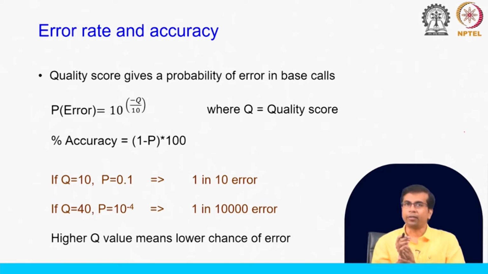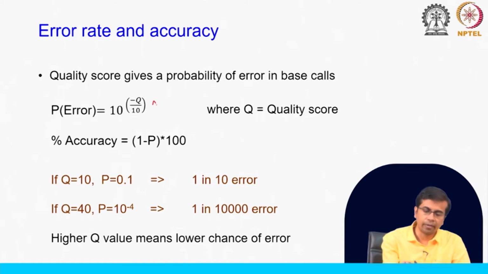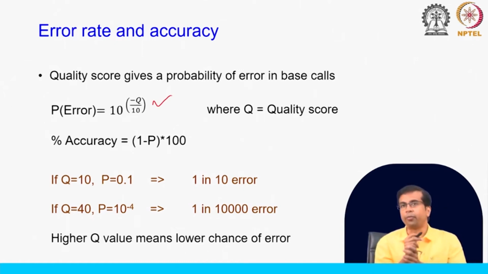If q equals 40, the probability of error is 10 to the power minus 4, you just use this formula here, and this means 1 in 10,000 error. So, the chance of a base being an erroneous call is very, very low. So, a higher q value means a lower chance of error.